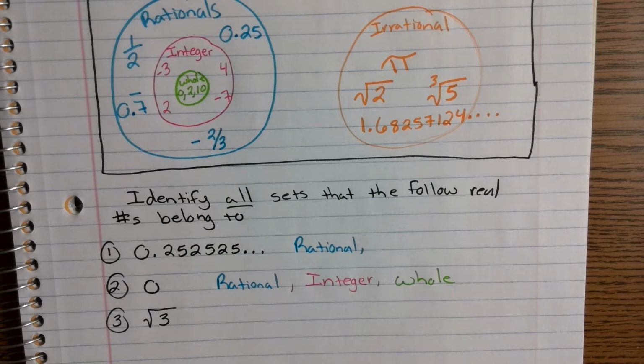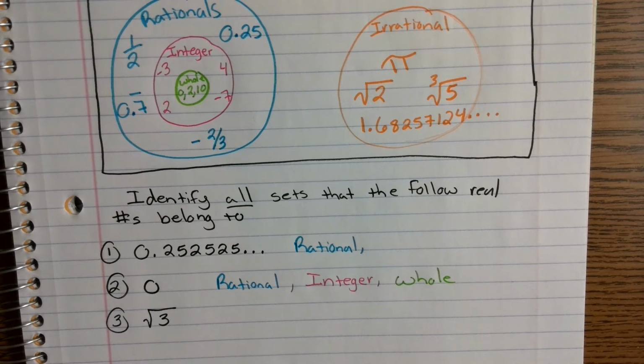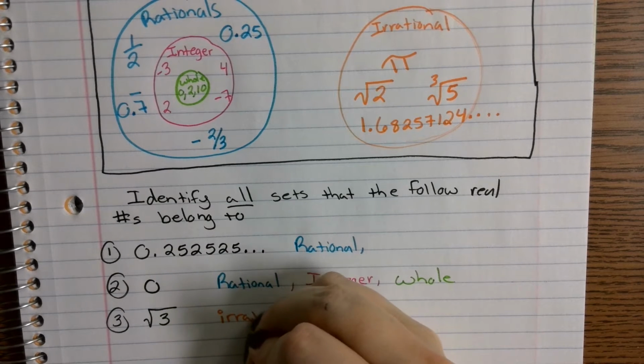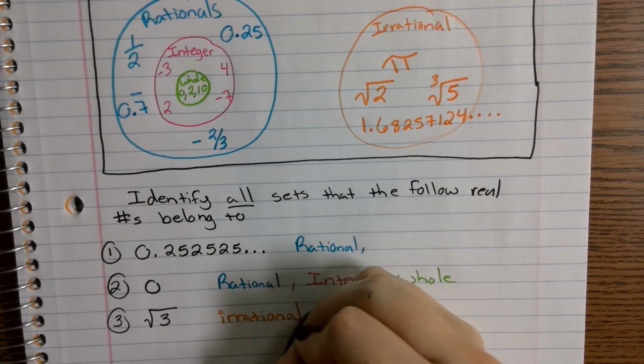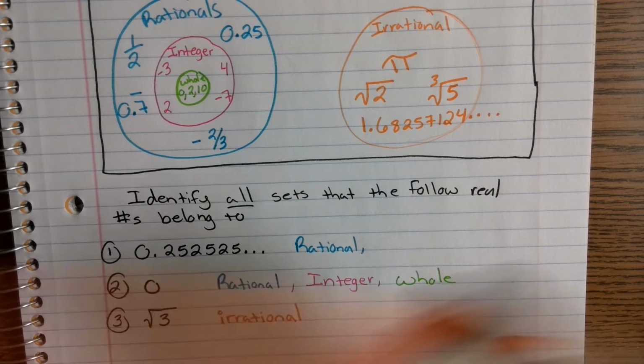Square root of 3. Where does that belong? Emiliano? Irrational. It's not a perfect square. Since it's not a perfect square, it makes it an irrational number. If you were to type in square root of 3 in your calculator and hit enter, it will give you a long drawn out decimal that does not terminate and it does not repeat. So it's an irrational number.